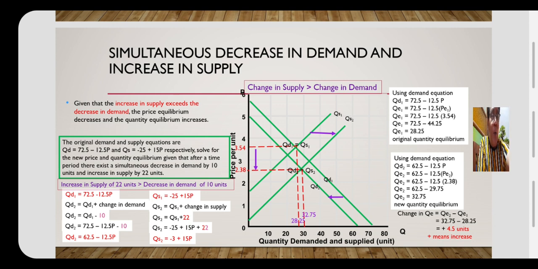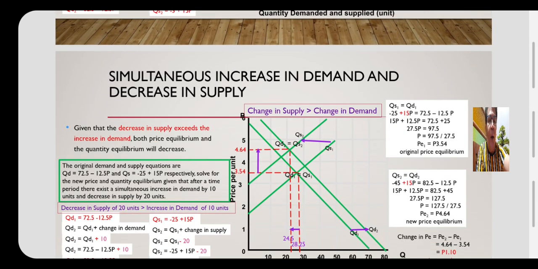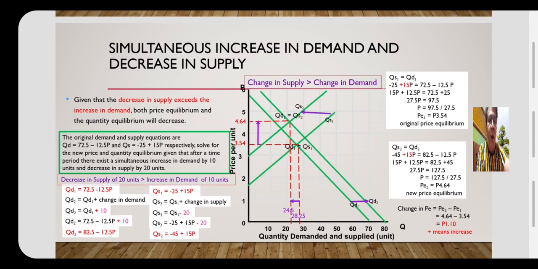So let us now go to the next slide, and the next slide will focus on the market condition. Again, the change in supply exceeds the change in demand here, but there is now a decrease in supply and an increase in demand.